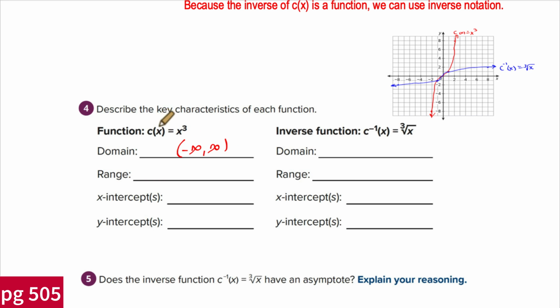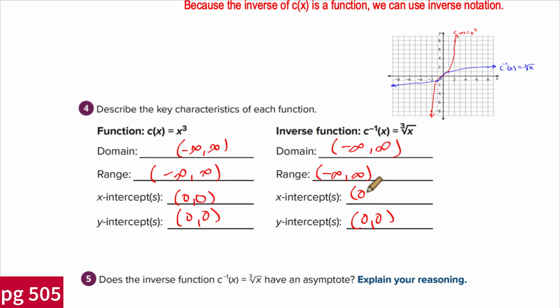And remember what we learned before? The inverse will have the same range as the domain of the function. This is a little bit cheating, but they end up being the same, right? Because the x here is the y there. And then the y here, the range, is also negative infinity to infinity. That's why I said it was a little bit boring. But that ends up being the domain of the inverse. Negative infinity to infinity. The x-intercepts, well, where does it cross? Just 0, 0. And it only crosses the y at 0, 0, which means the x-intercept here is the y-intercept here, and vice versa. Easy peasy.